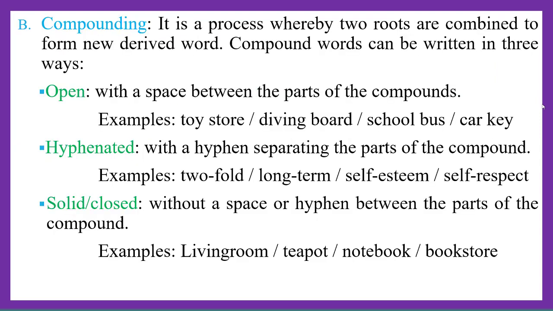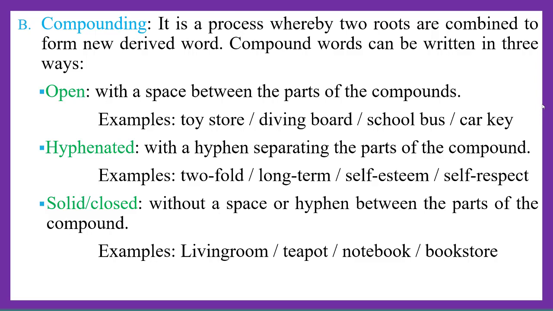So another word formation process here is compounding. It is a process whereby two roots are combined to form a new derived word. Compound words can be written in three ways. So we have open compounds with a space between the parts of the compound. For example, toy store, diving board, school bus, car key. So we form a new word by combining two words and leaving a space between the two.